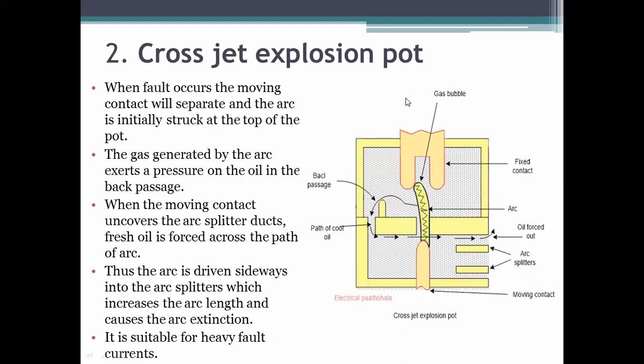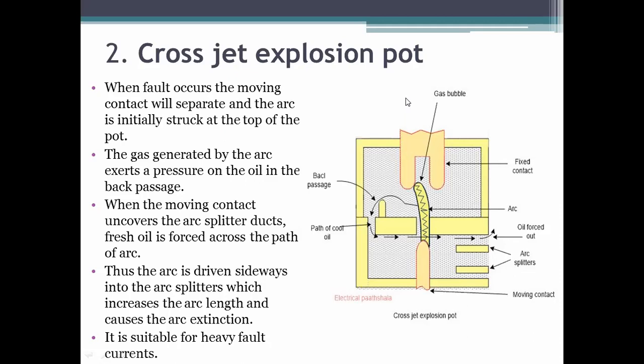By using arc splitters, what are we doing? That developed arc we are splitting. Splitting means we are giving different wedges. We are just splitting that arc. That is also one way of arc extinction.